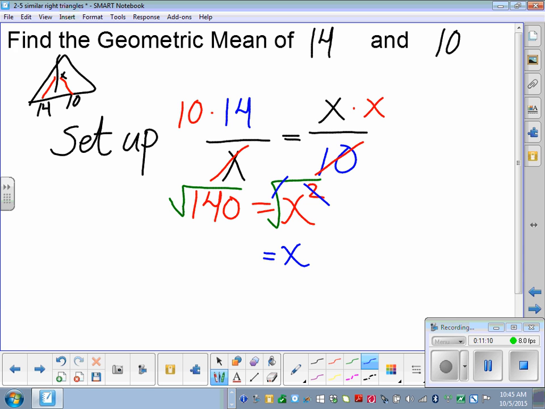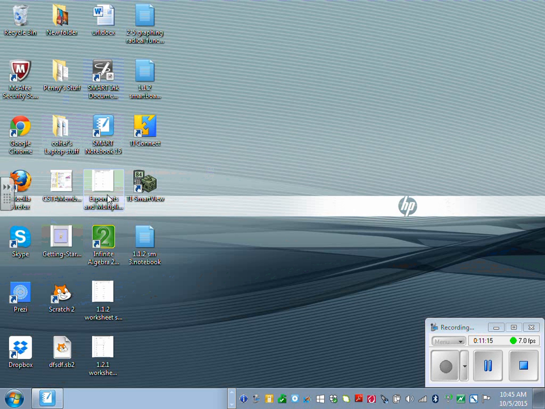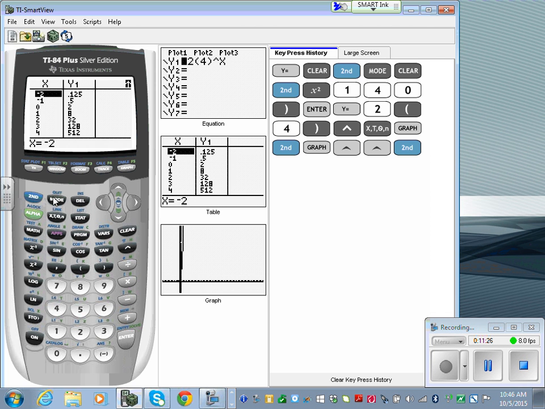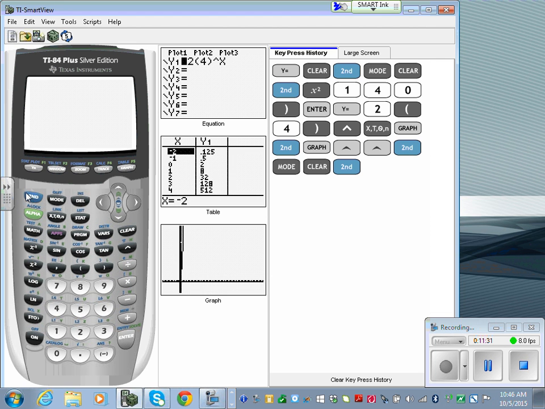Pull it out so I can show you how to type that in. Okay, pull it out. There. So you'll type it in like this. So you'll go second, the second key, and then down to, see where it says x squared? Now notice above it, it says the square root. So you'll hit the second key, then square root, and you'll type in 140. Close your parentheses, hit enter.